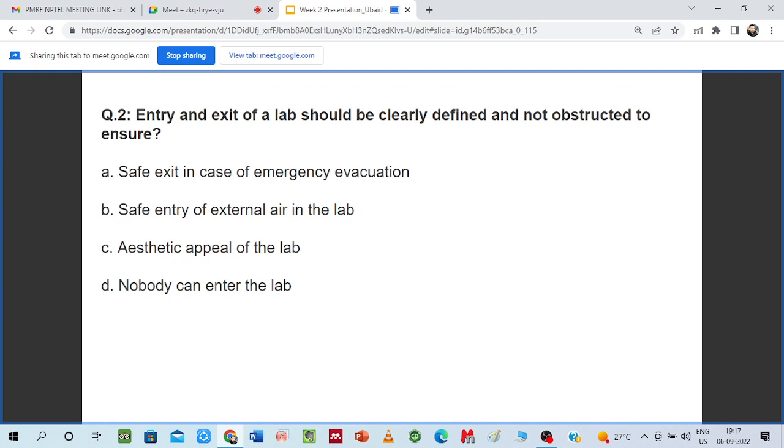Question number two is, entry and exit of a lab should be clearly defined and not obstructed to ensure what? What should be the answer? A, safe exit in case of emergency evacuation; B, safe entry of external air in the lab; C, aesthetic appeal of the lab; D, nobody can enter the lab.